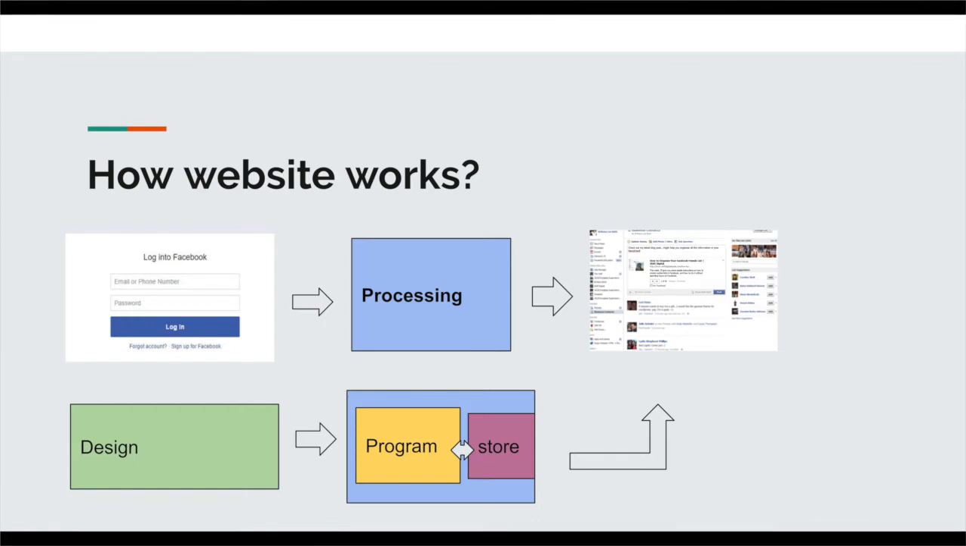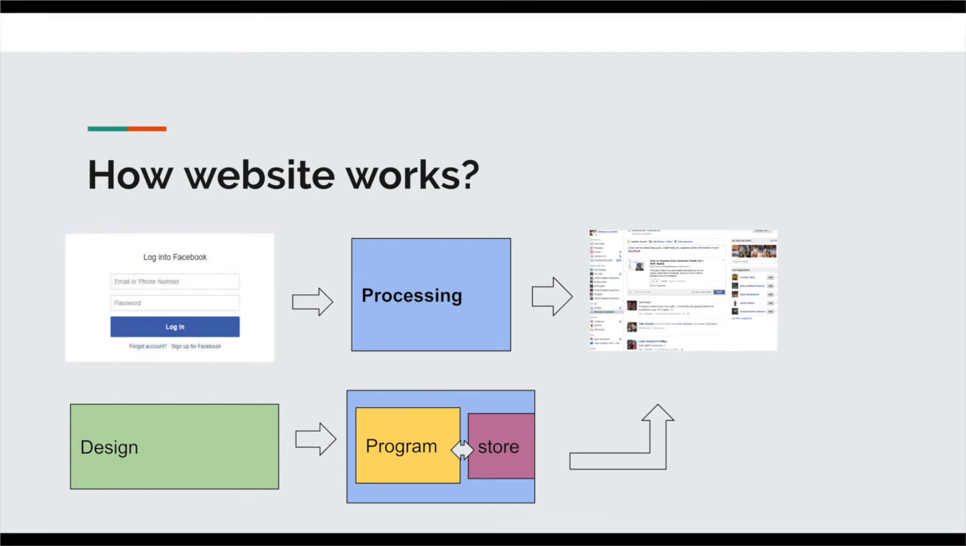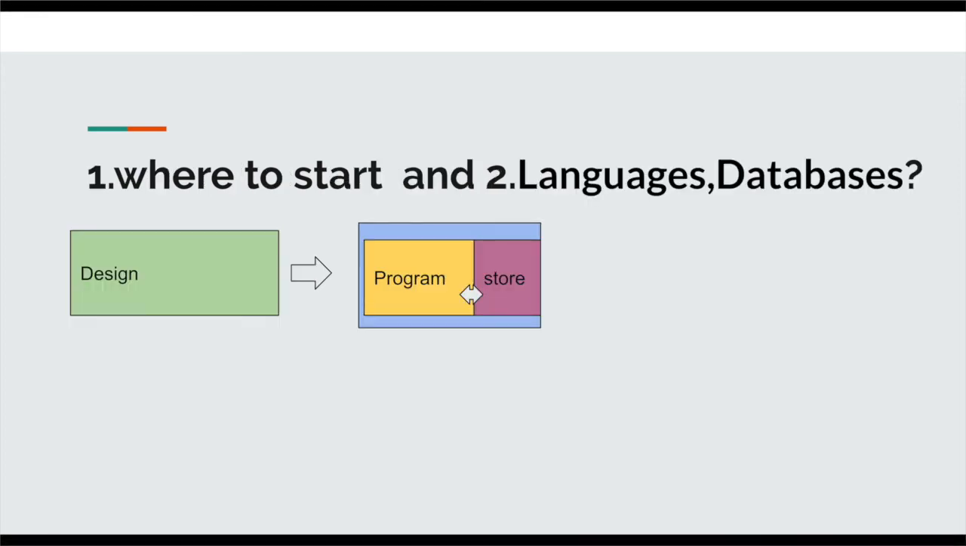After clicking, we are passing some user ID and password, and we are checking via the database. Who will do this work, who will do the processing? There we need a programming language, and the store will help, as the data is already stored there, and whatever username and password you are passing, we are checking with the database whether it's matching or not. So simply it's executing like this. So go to the next slide, where to start, and languages and databases.